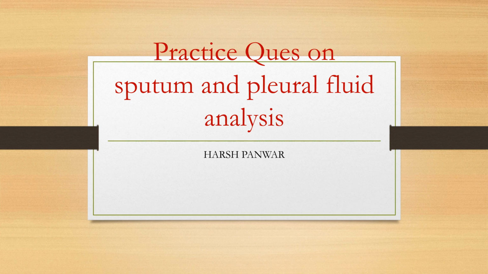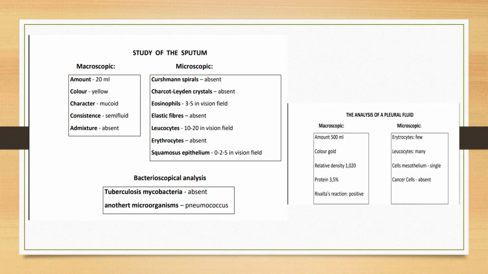So without wasting our time, we can say here 20 ml. Color is yellow, mucoid, semi-fluid, absent. But to identify the disease, what we will see? We can see the Curschmann spirals and Charcot-Leyden crystals are absent. Means this disease cannot be bronchial asthma. We see the presence of the elastic fiber, no, absent. But we see leukocytes 10 to 20 in vision fields, and we can see squamous epithelium.